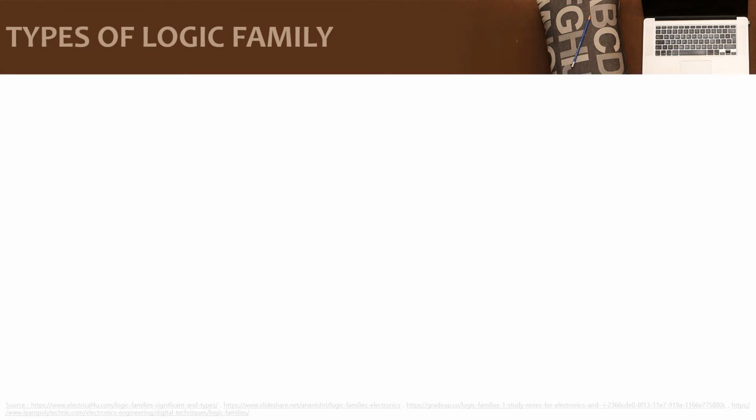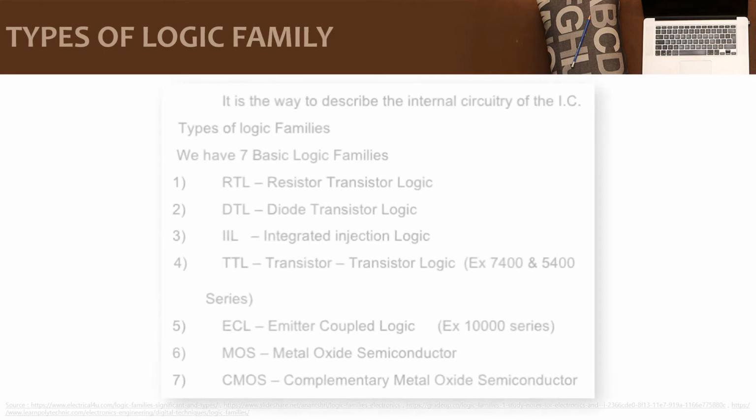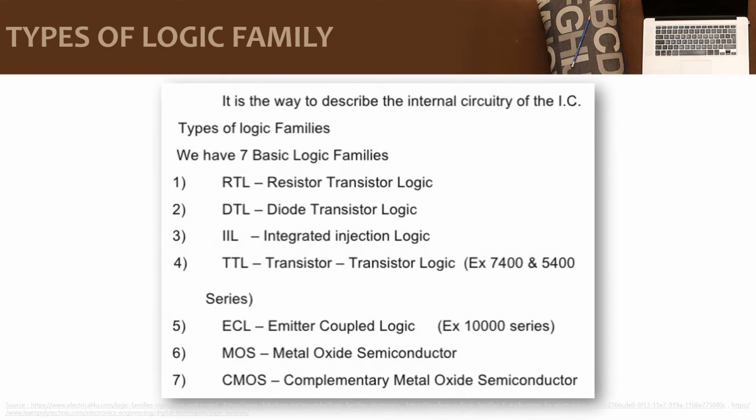Now let's see what are the different types of logic family. Now we know what a logic family is. A logic family is the way to describe the internal circuitry of the ICs, right? And here we have 7 basic logic families. There are many logic families, but the basic 7 are the ones you have on the screen.